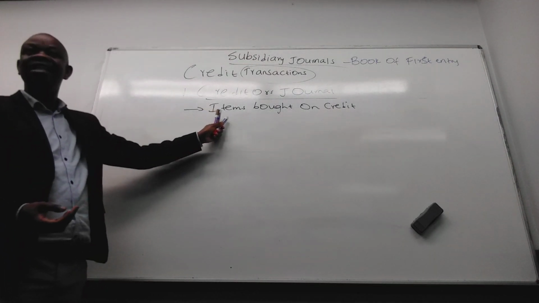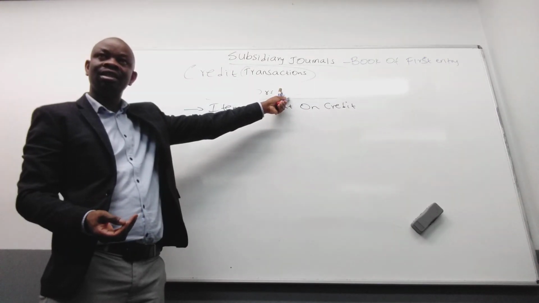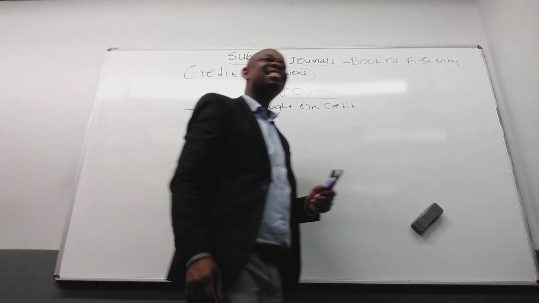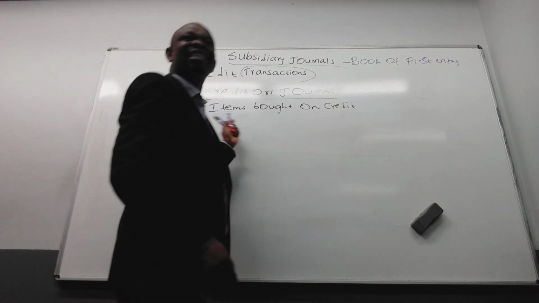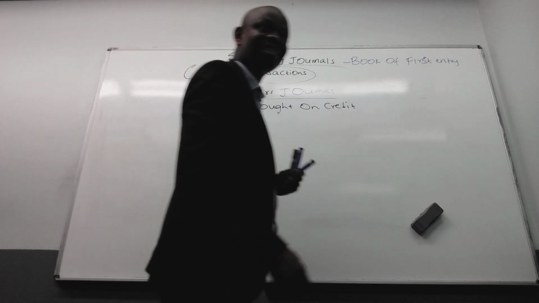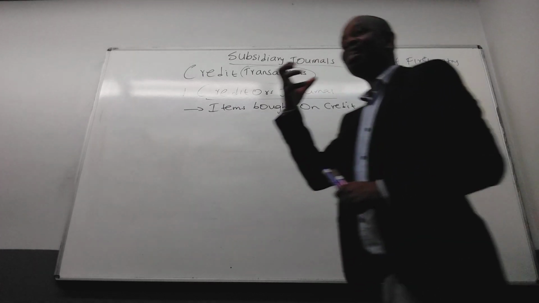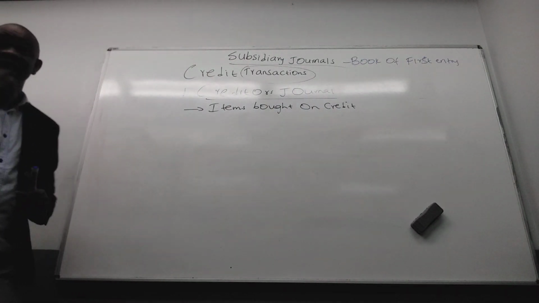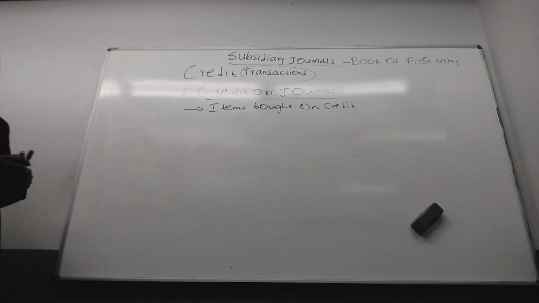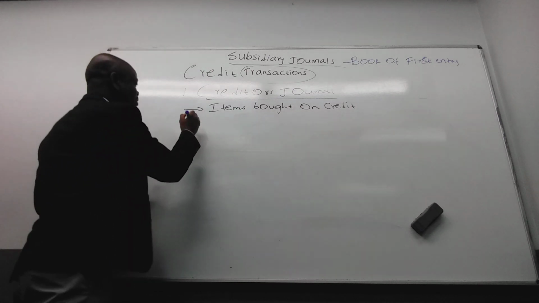So when you buy on credit, remember when I go to it, I said items. Just say all items. All items. That's how our system is going to work. All the items. Okay?